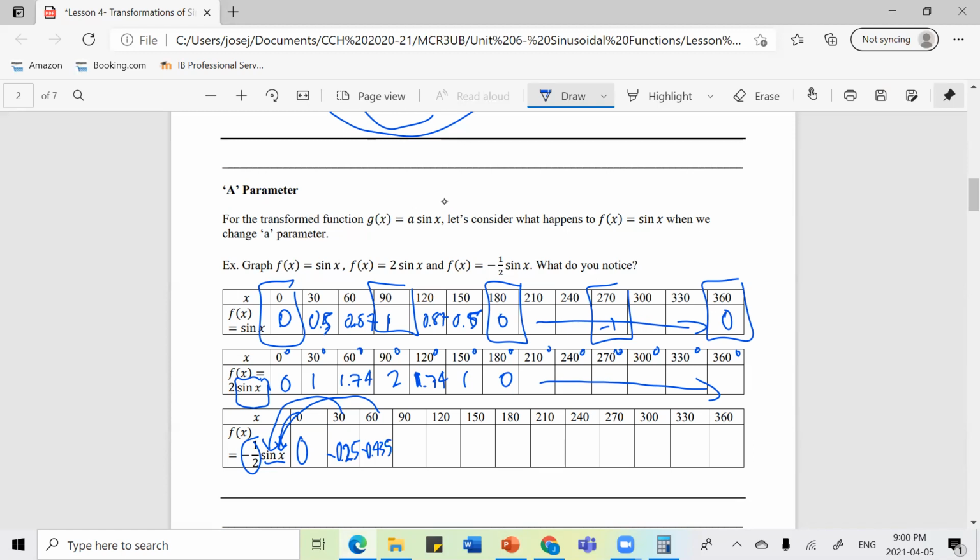And then the sine of 90 degrees is 1, but then we multiply that by -0.5. Sorry, -0.5, because we're multiplying there. And that ends up giving us -0.5. And of course, we start noticing that all our y values are going to repeat.